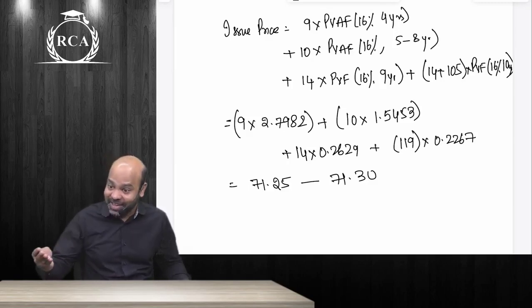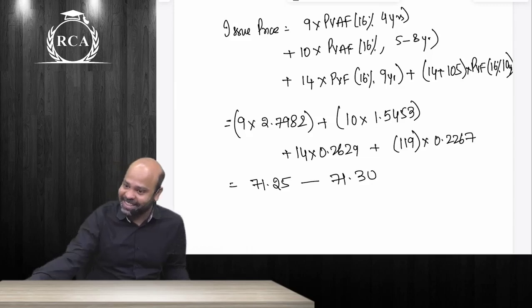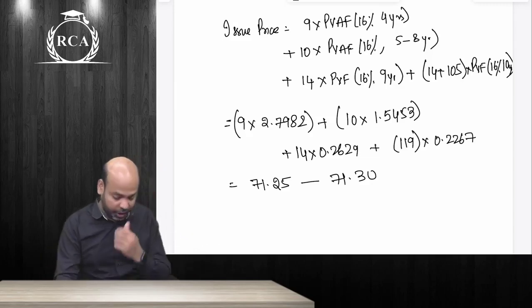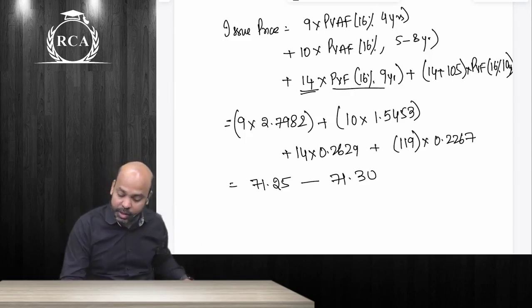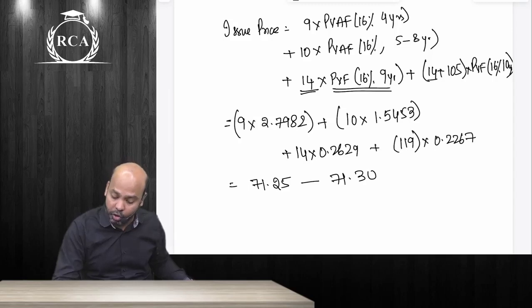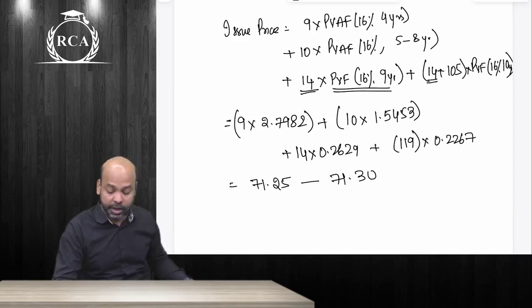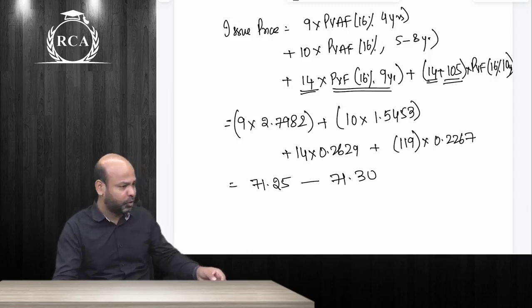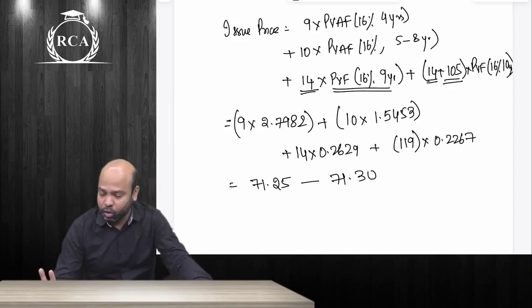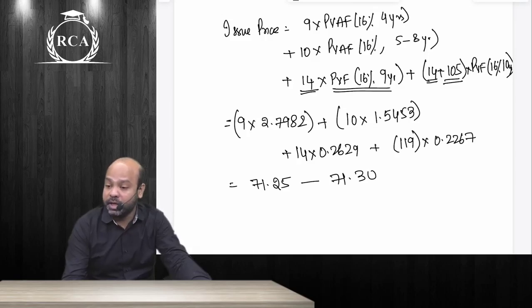That's the present value factor for the 9th year and the 10th year. See beta, you're getting 14 rupees in the 9th year, so that is why you're multiplying it by the present value factor of the 9th year. In the 10th year, you're not only getting your interest amount, but you're also getting a redemption value of 105 rupees. Right. So you are multiplying both of them with the present value factor for the 10th year.